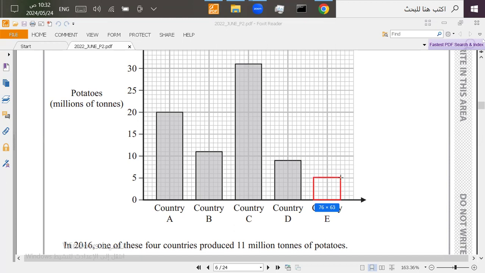Now this is the 5, 6, 7, 8, 9. So 6, 7 here. Okay. Now this is 7 million for country E. So it has to be at the height of the 7. 7 here. Okay. Now let's move on to the next question.